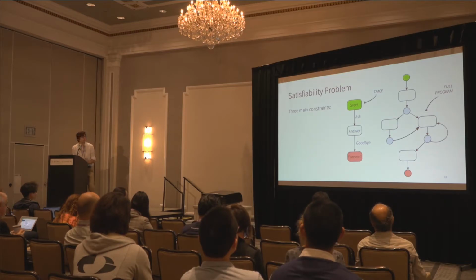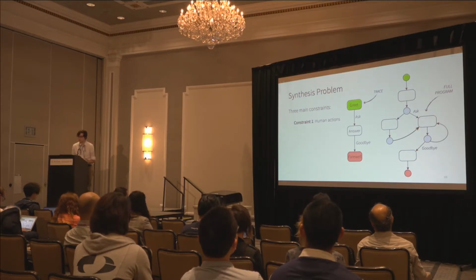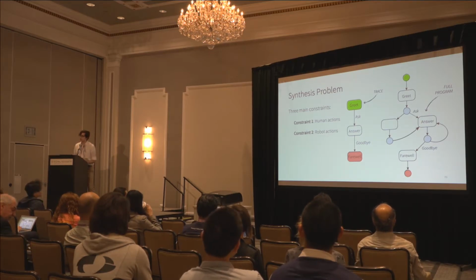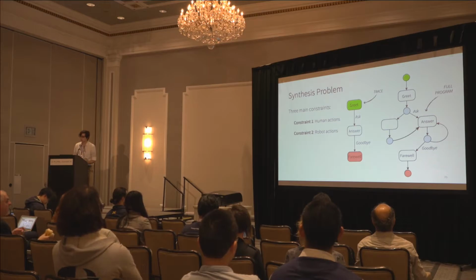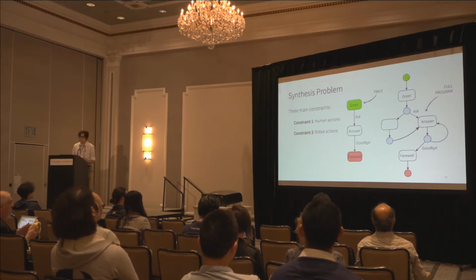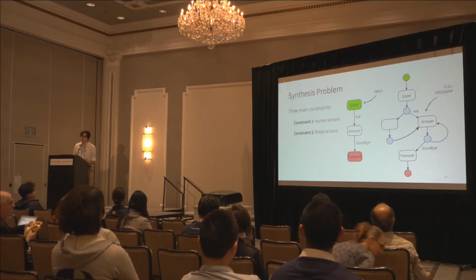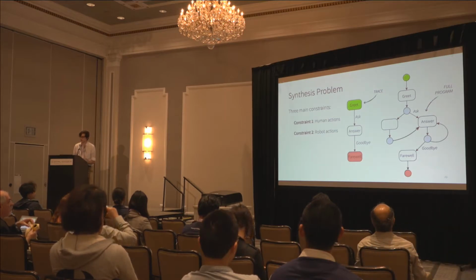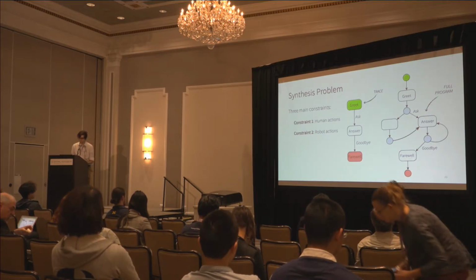So we formulate this problem within three main constraints. The first is that for a trace with the sequence of human actions, there must be a corresponding path within the automata with the same sequence of human actions. The second constraint is that for a sequence of robot actions within the same trace, the same path within the full automata must also contain that sequence of robot actions.